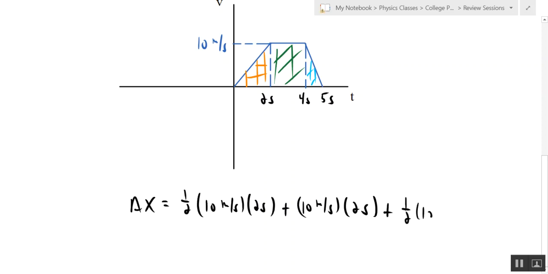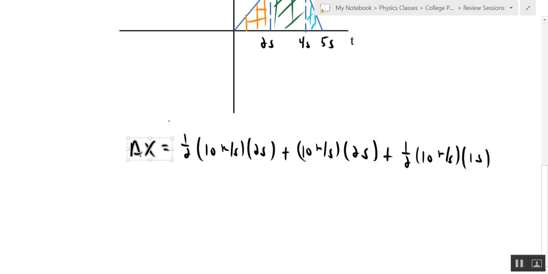And then the last thing is the last triangle, the smallest one. So it's 1/2 the height, which is 10, times the base. What's the base of this one? Again, 1 second, right? 4 to 5 is 1. So that by itself is 1/2 of 10, which is 5. So the first one is 10, the second is 20, and the last one is 5. So 10 plus 20 plus 5 gives you 35, right? So plus, basically it's in the positive x direction.